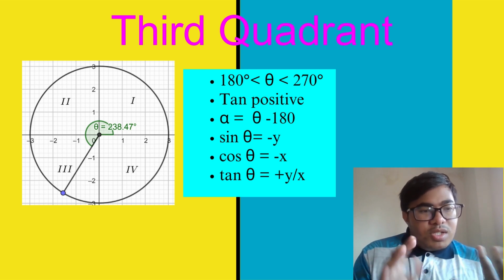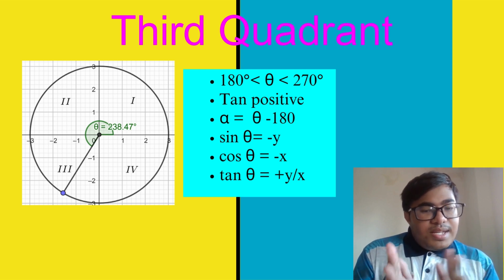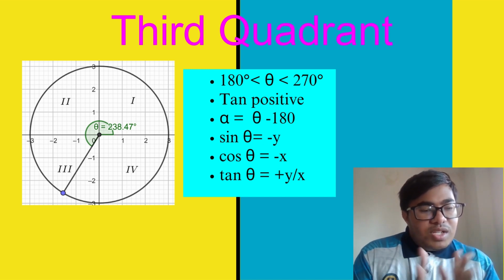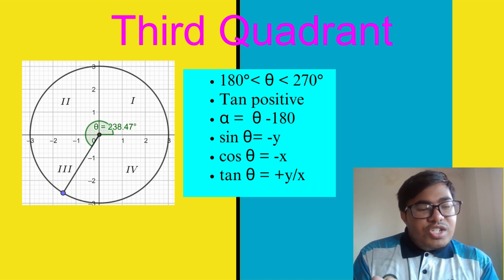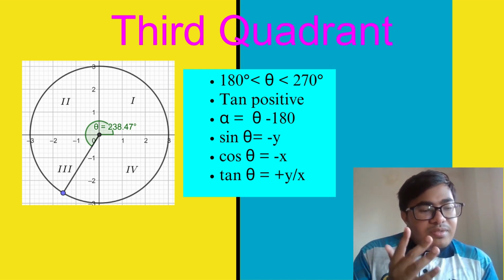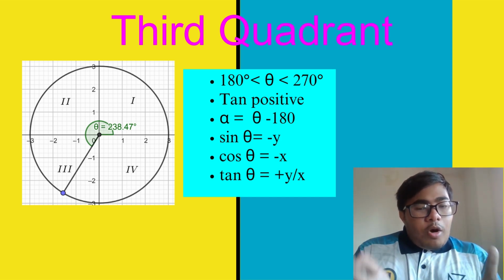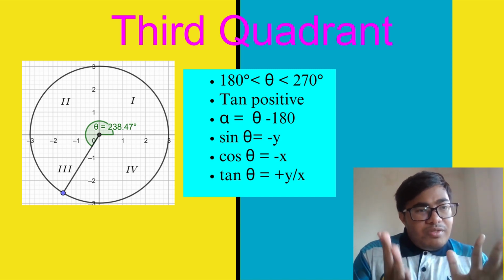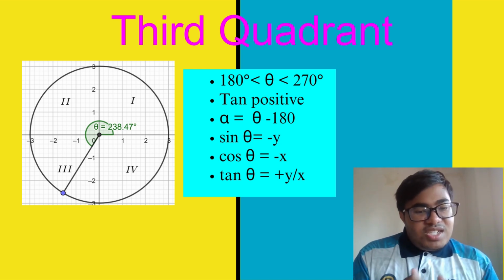Now, we're going to learn about the third quadrant. The third quadrant is from 180 degrees to 270 degrees, the value of the theta. In this quadrant, only tan is positive, and the reference angle is theta minus 180 degrees. You can see the sine and the cos are negative, while the tan is positive. Why? Because the coordinate of y and the coordinate of x are both negative, and when we divide negative integers by negative integers, we get positive integers.